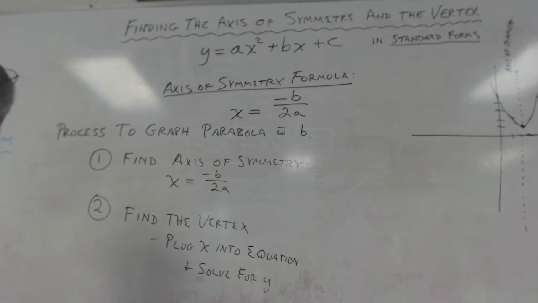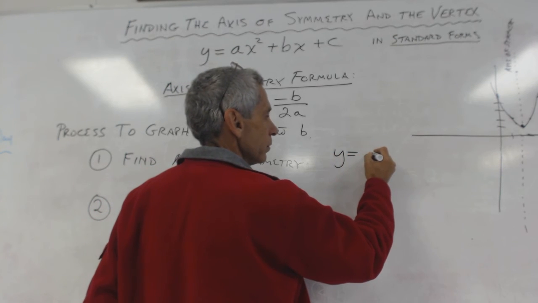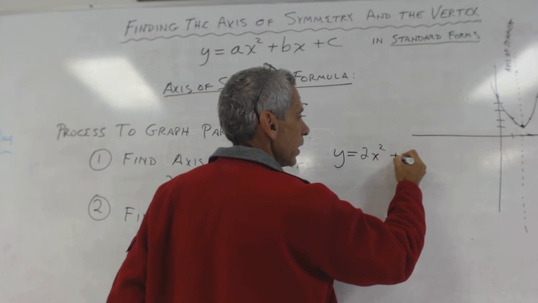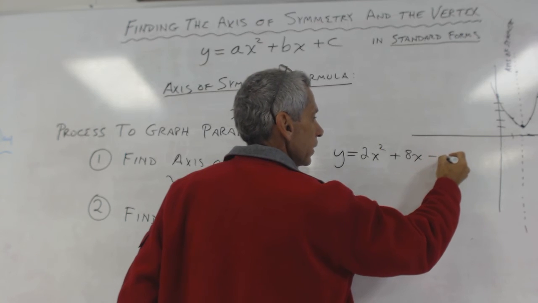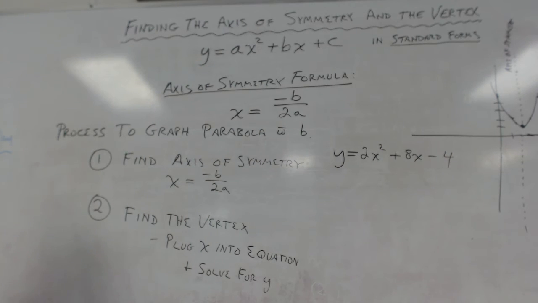Lost my cap somewhere. Oh, here it is. Okay, does that make sense? So let's do one really fast. Here we go. Y equals 2x squared plus 8x minus 4. All right.